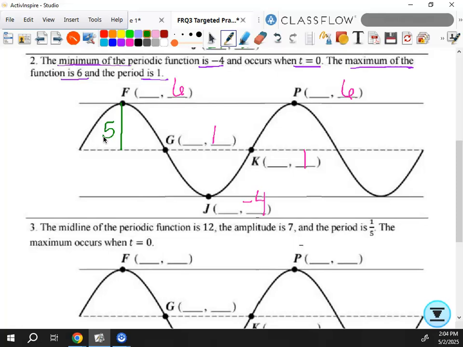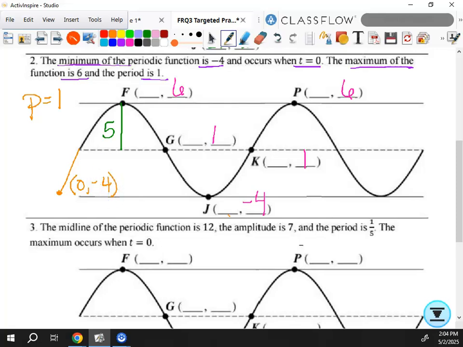Then it tells me that the period is 1. Okay? And it says that -4 occurs when t equals 0. Can I put 0 here? No, because then it's going to back up and be negative, right? So I would need to put 0 here.